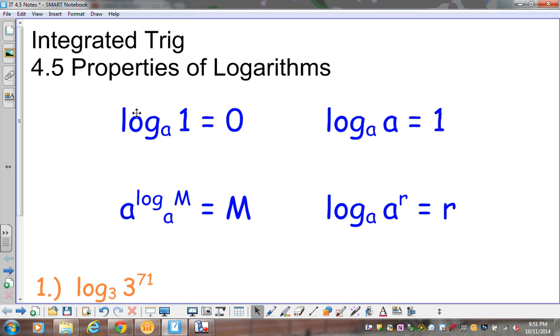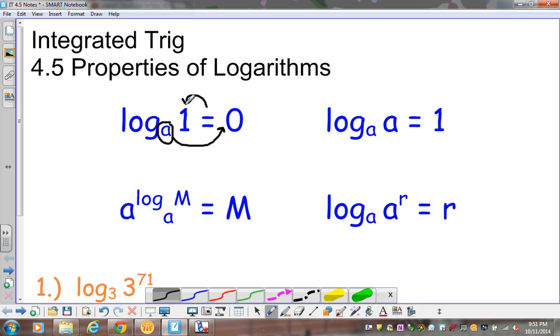Now, the easiest way for me to explain these is, if it's in logarithmic form, to convert it to exponential, or if it's in exponential form, convert it back to logarithmic form. This first one's in logarithmic form, so I'll convert it to exponential. Anytime you have log base a of 1, it's going to equal 0, and this is why. Converting to exponential, it's a raised to the 0 equals 1. Anything to the 0th power is always going to be 1. So log base a of 1 is always going to equal 0.